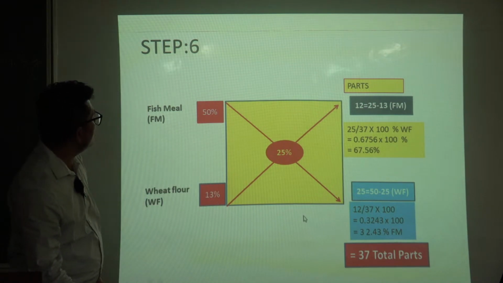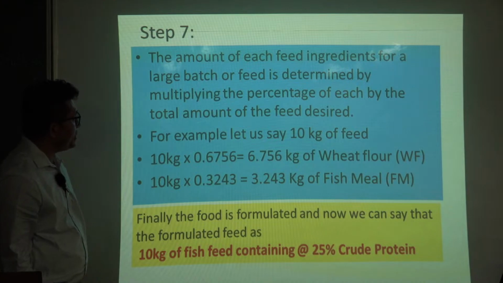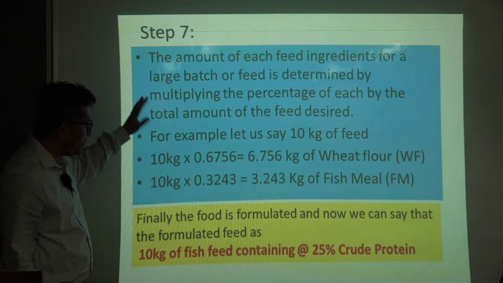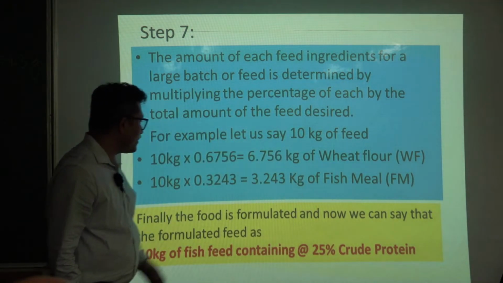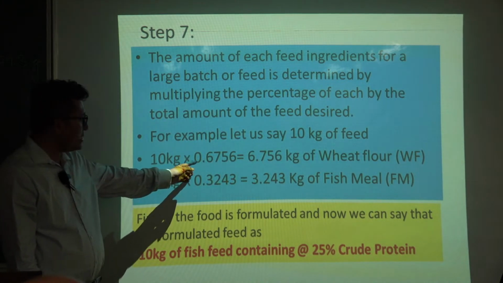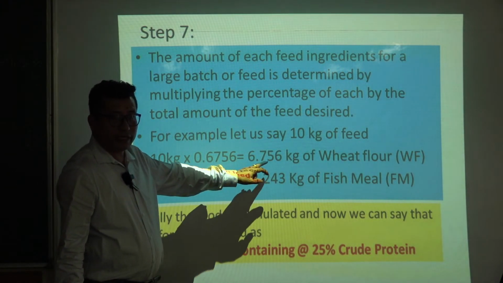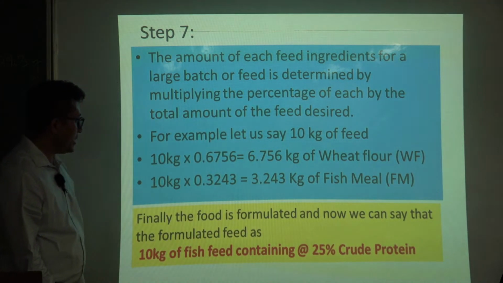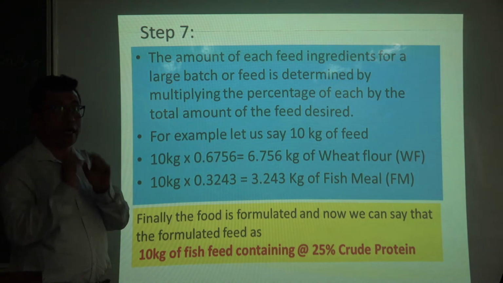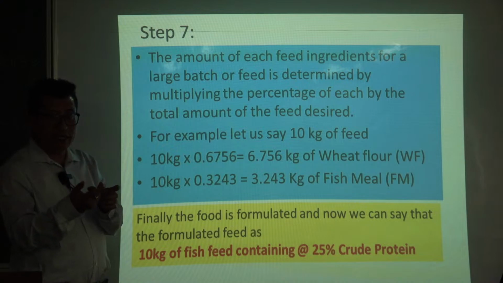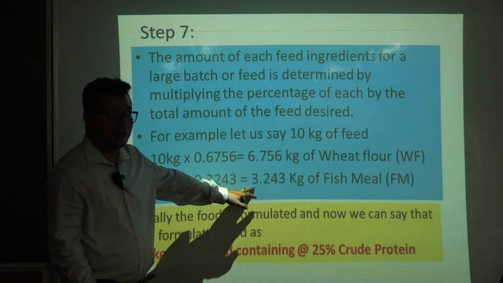Okay, so next step here, you have seen the amount of the feed ingredients, you have multiplied everything. Let us say you want to make 10 kg accordingly, so 10 kg into this, so your requirement of fish meal, it will be around 6.75 kg wheat flour, okay. Wheat flour means you are using much more carbohydrate portion that also contains the protein. Now when you want, how much amount of the fish meal is reduced.